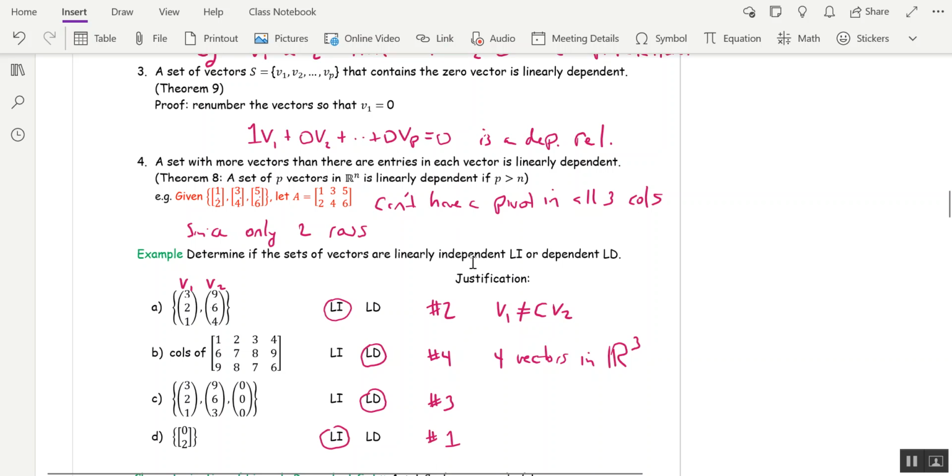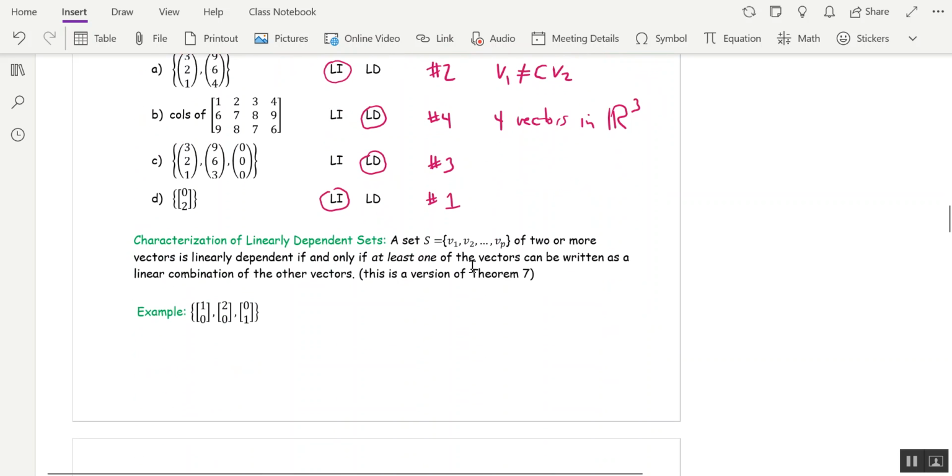All right, and I want to finish up here. We'll almost finish up with the characterization of linearly dependent sets. And this is an easier version than the one in your book. A set of vectors is linearly dependent if and only if at least one of the vectors can be written as a linear combination of the others. At least one, but not all necessarily.